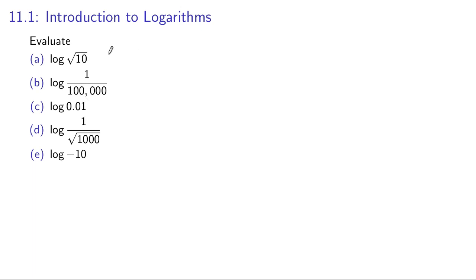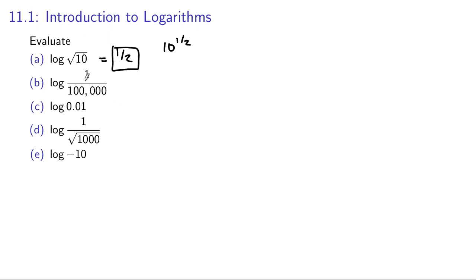So let's start with some evaluations. The log of the square root of 10. This is saying, what power do I have to raise 10 to get the square root of 10? Well, the square root of 10 can be written as 10 to the 1/2. So this is 1/2. 10 to the 1/2 power is the power we raise 10 by to get the square root of 10.